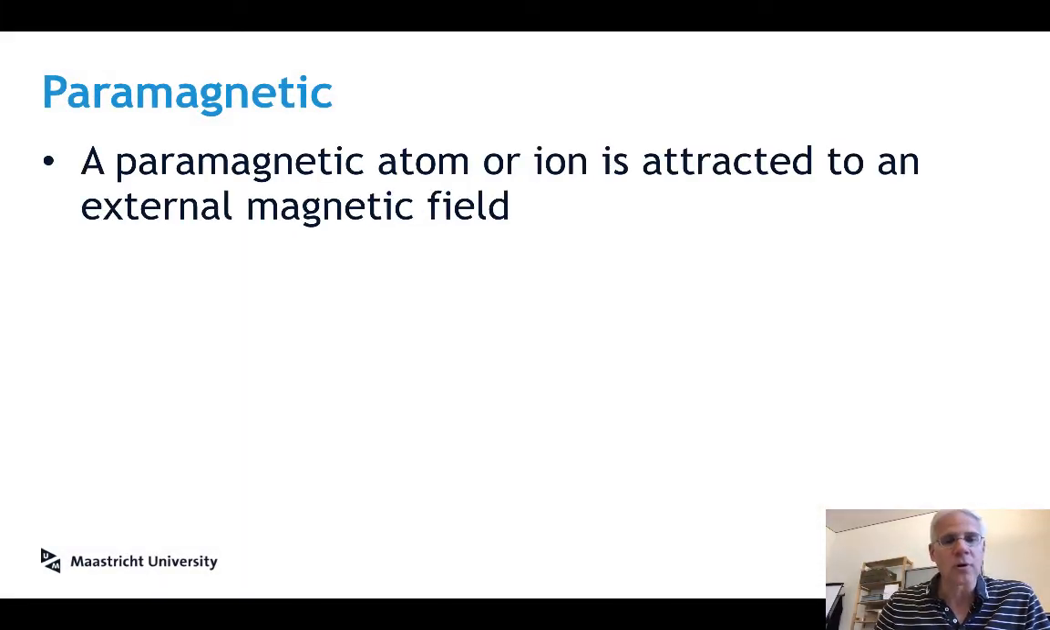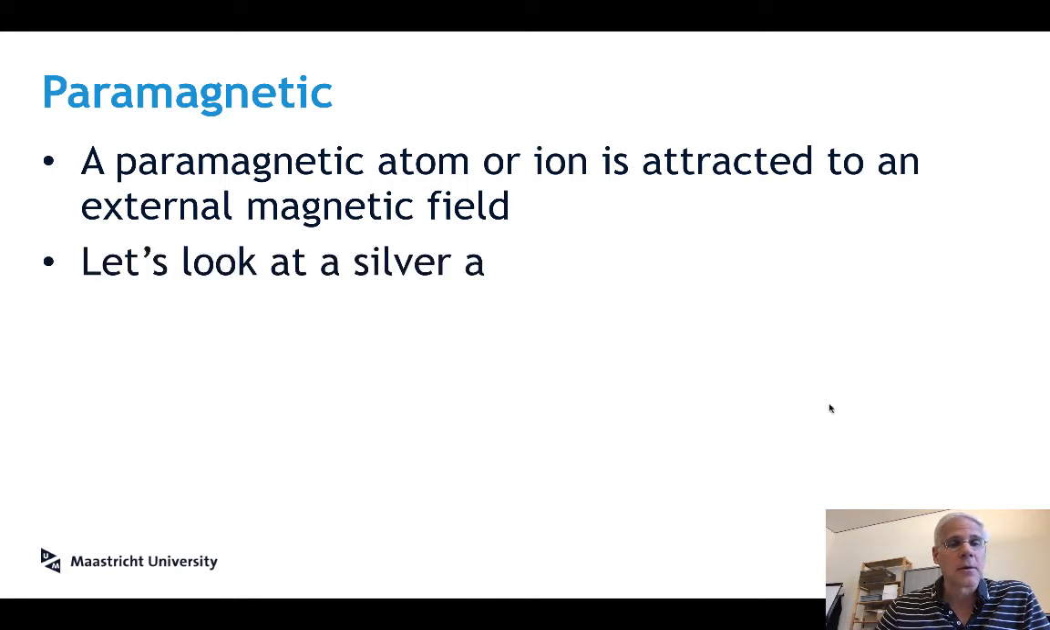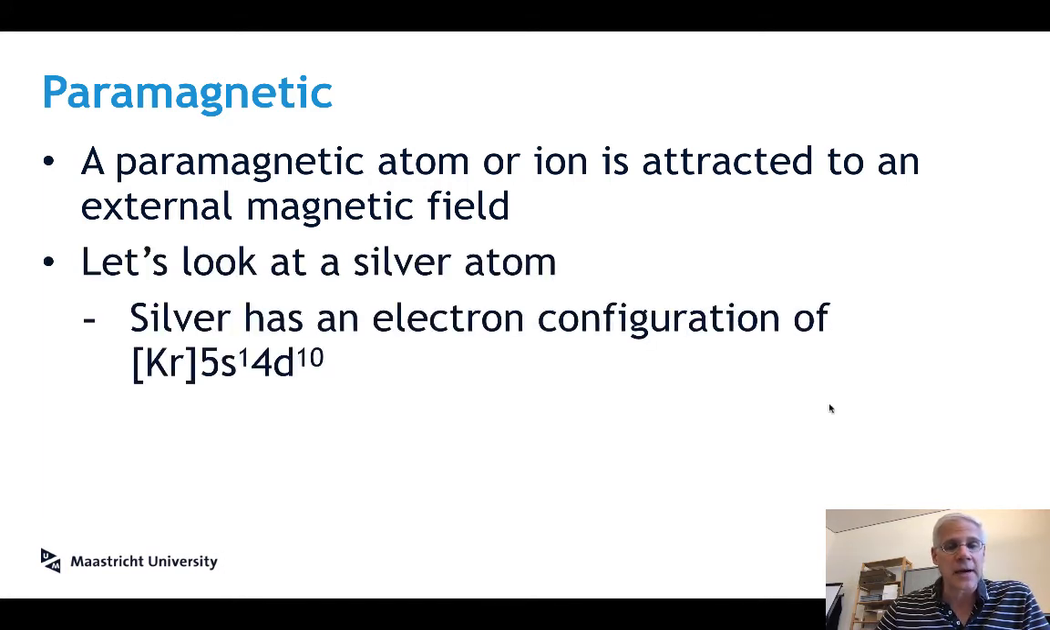Now, one of the things we can use our electron or orbital diagrams for is to determine if an ion or an atom will be attracted to an external magnetic field or not. If it is attracted to an external magnetic field, we call that paramagnetic. We can look at a silver atom, Ag, which has an electron configuration of krypton, 5s1, 4d10. You see we've got that noble gas notation working right there.